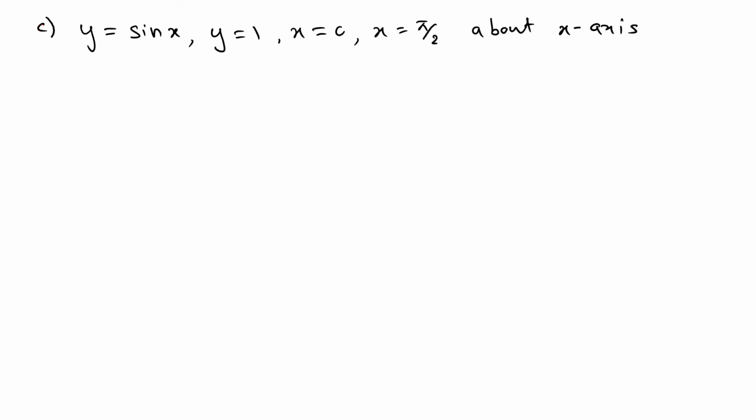Okay, so let's look at a different curve, like a sine curve now. So the problem is y equals sine x, y equals 1, x equals 0, x equals pi over 2. So we have 3 lines and 1 curve, about the x-axis. So how does it look? You're going to get this graph.